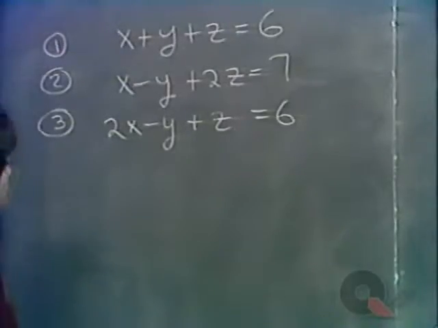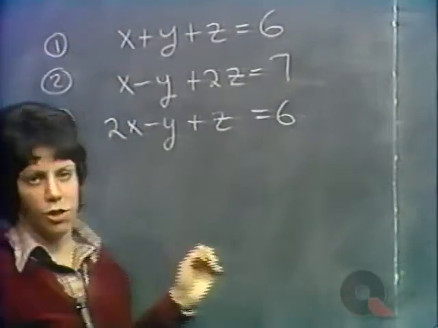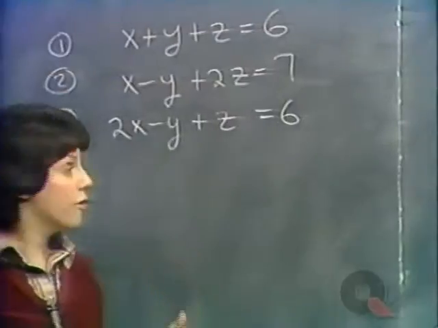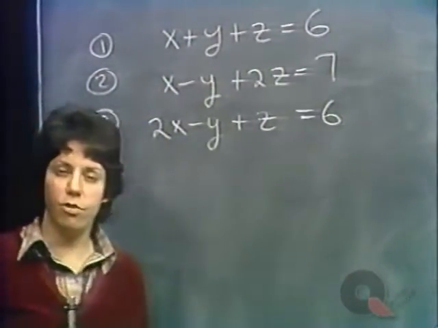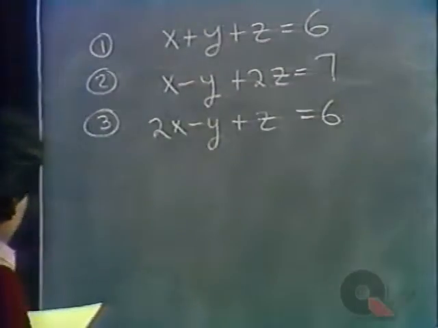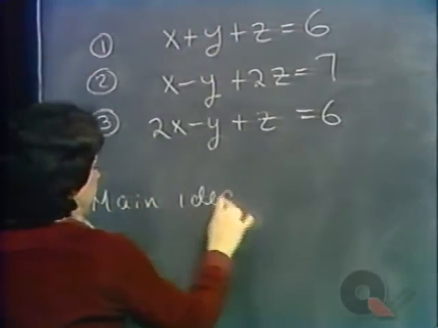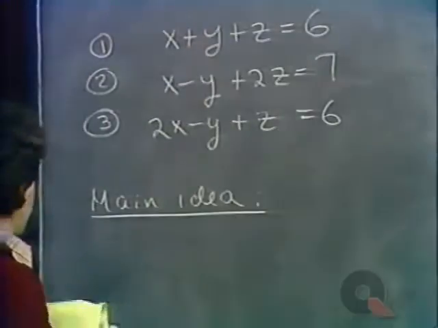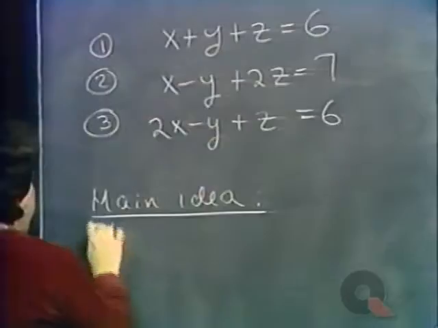Okay, now what we're going to try to do is to reduce this system of 3 equations and 3 unknowns into one involving 2 equations and 2 unknowns, which we've already learned how to solve. If you don't recall that, I suggest you view the preceding videotape. Okay, and the trick, the main idea, is to take 2 different pairs of equations and eliminate the same variable from each pair.